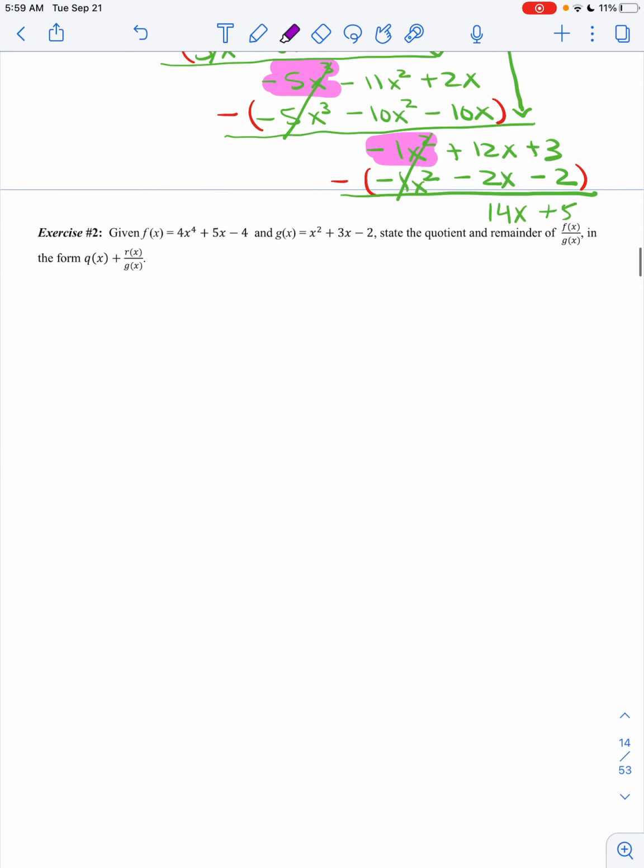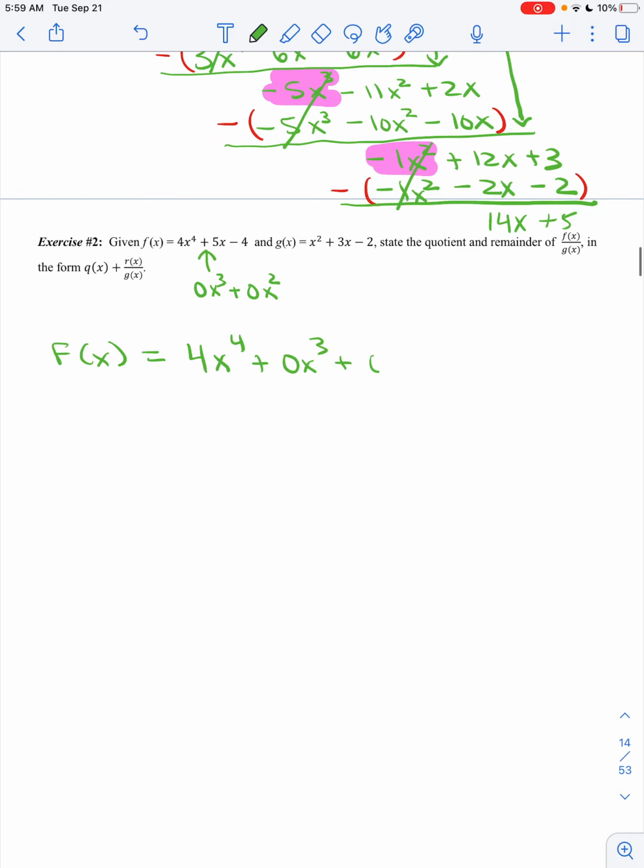Number 2 is very similar to number 1. The only change is that when you look at this function f of x, there's no x squared term and there's no x to the third term. So we're just going to use placeholders, 0x to the third and 0x squared. So I'm going to rewrite f of x as 4x to the fourth plus 0x to the third plus 0x squared plus 5x minus 4. And our function g of x doesn't need any placeholders because we're not missing any terms.